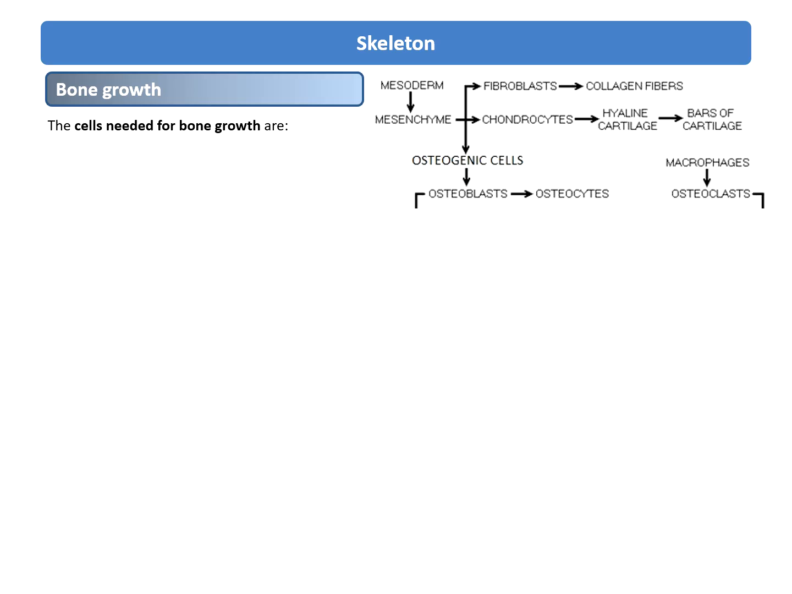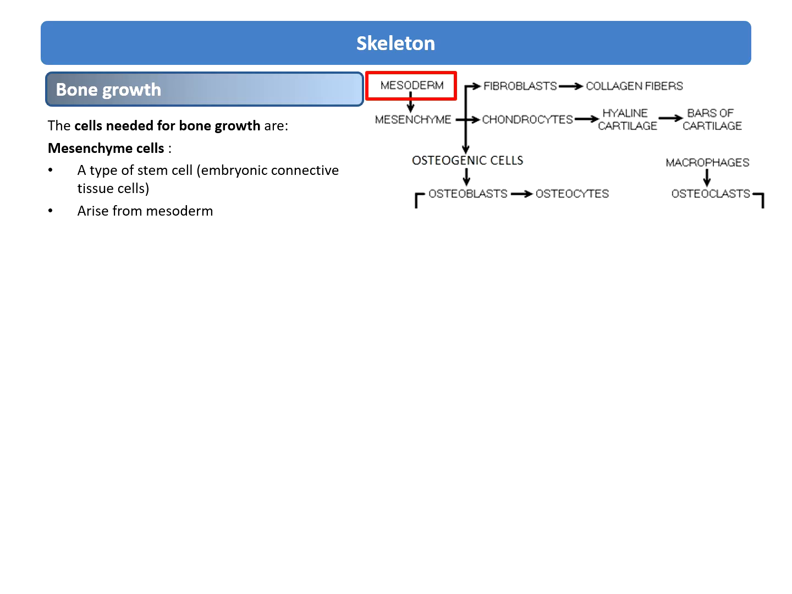To understand bone growth, we need to understand the cells that are involved. Because when you read about bone growth in different sources, it sounds like you're reading a completely different description. So let's start with the cells. Mesenchyme cells are embryonic cells arising from mesoderm. They're a type of stem cell, an embryonic connective tissue cell.